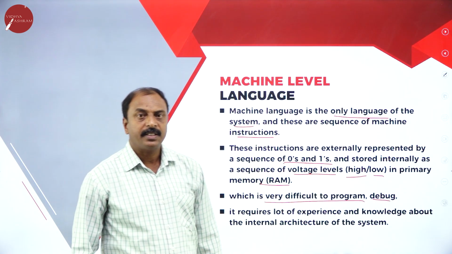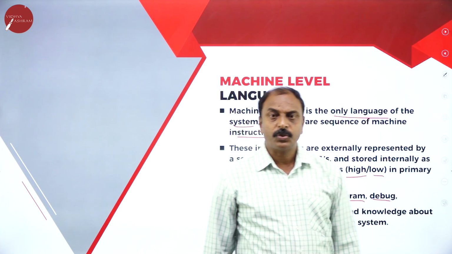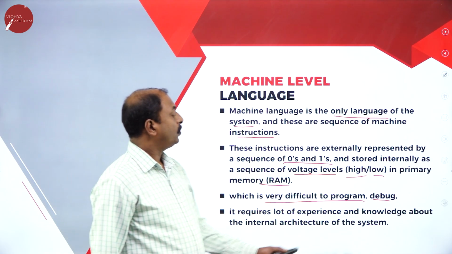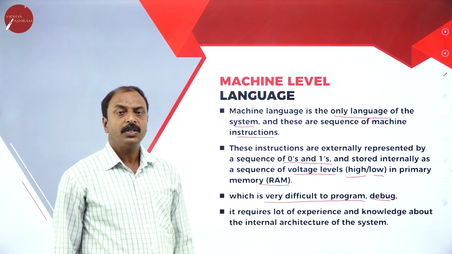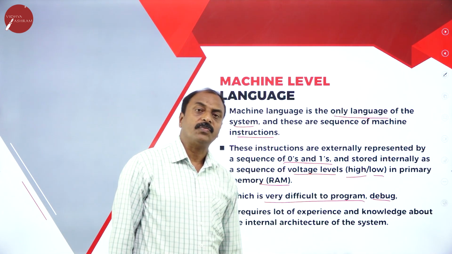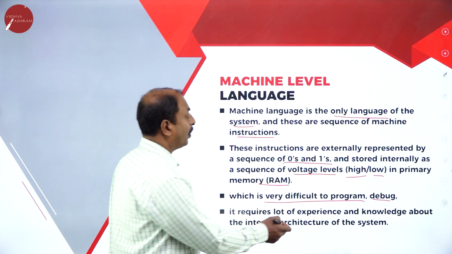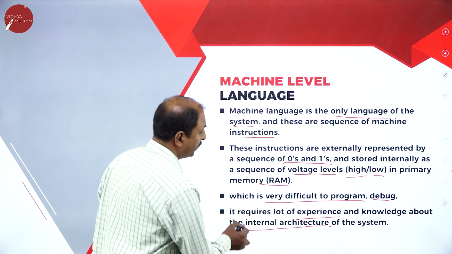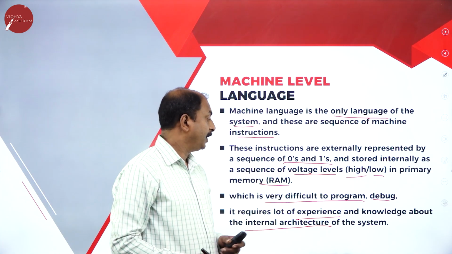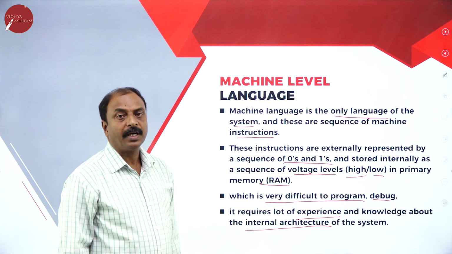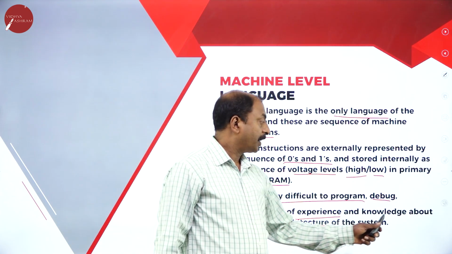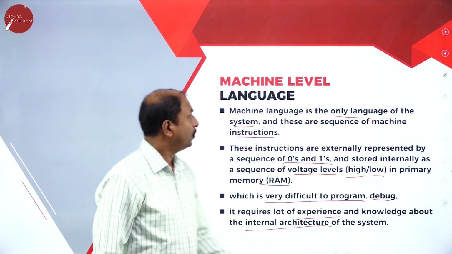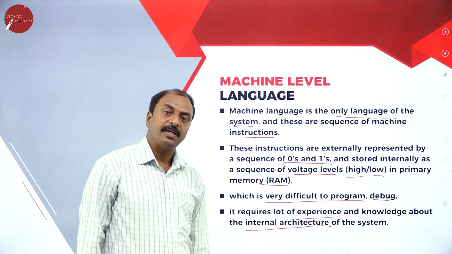What is debugging? The term debugging refers to checking for errors and correcting those mistakes in a program. It is very difficult to correct those mistakes. It takes a lot of time, and it requires a lot of experience and knowledge about the internal architecture of the system. The programmer must be aware of the architecture of the hardware, and it requires a lot of experience. So these are the points about machine level language.